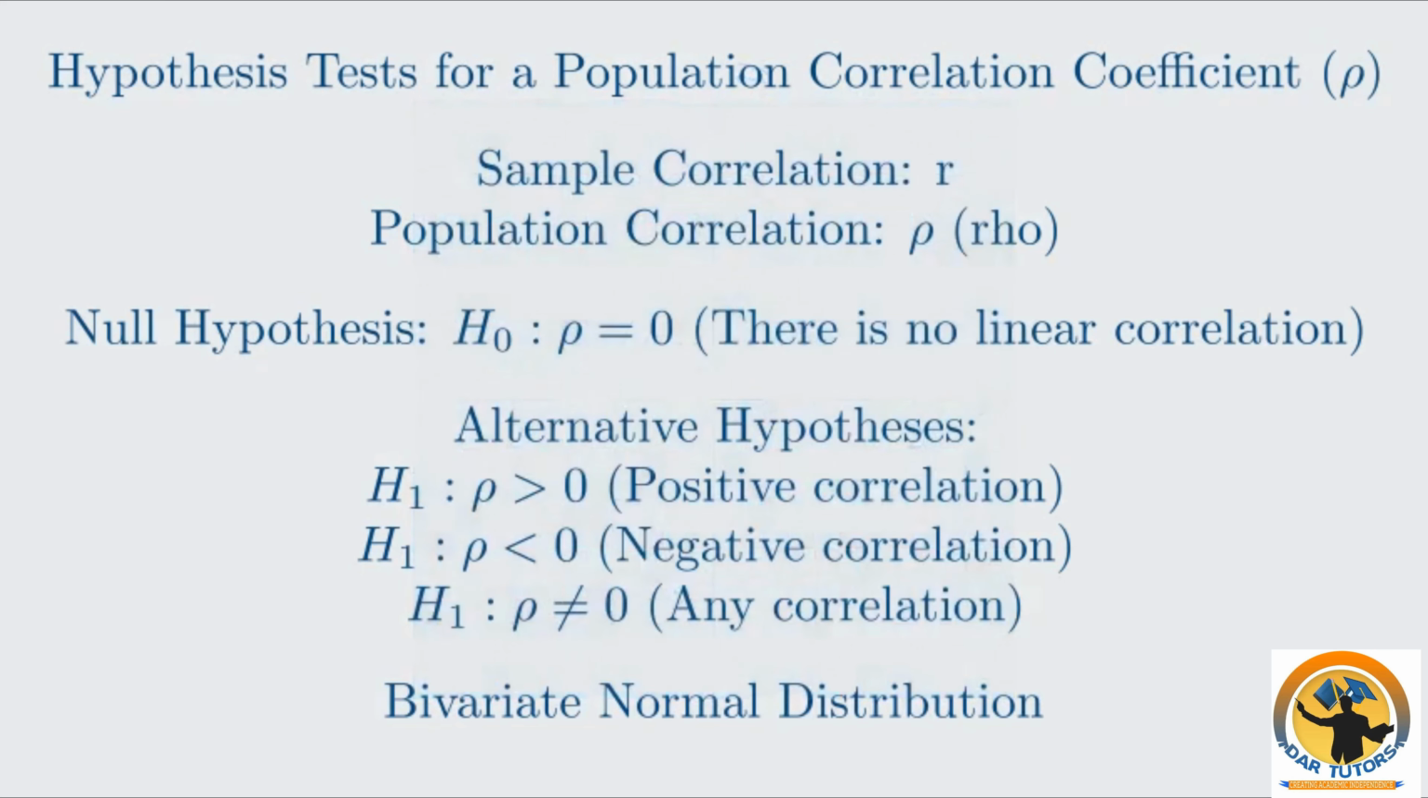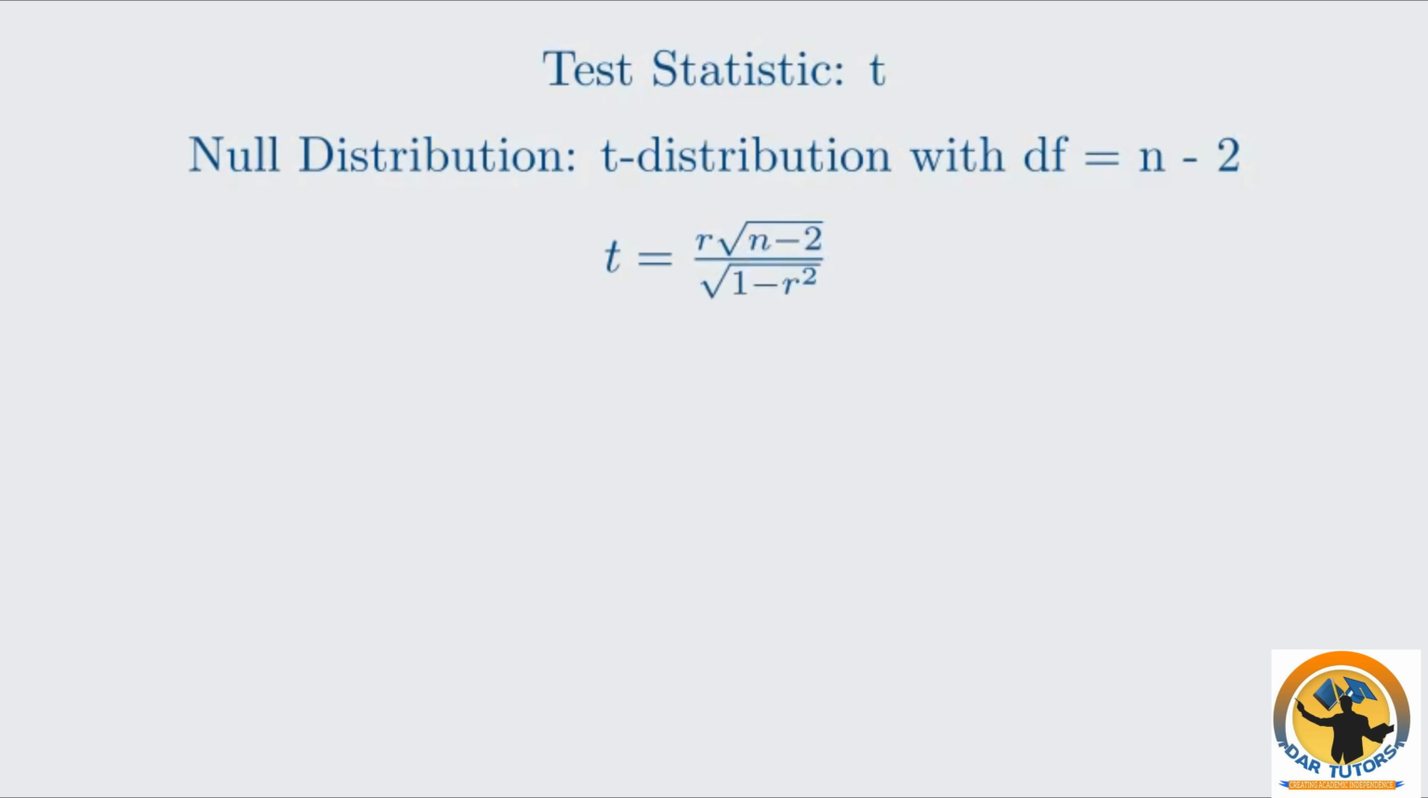The test statistic for this hypothesis test is a value t. This test statistic follows a t-distribution with n − 2 degrees of freedom. The formula for t involves r and n. While you don't need to memorize the formula, you do need to understand that the calculator handles it and that the resulting p-value comes from a t-distribution.